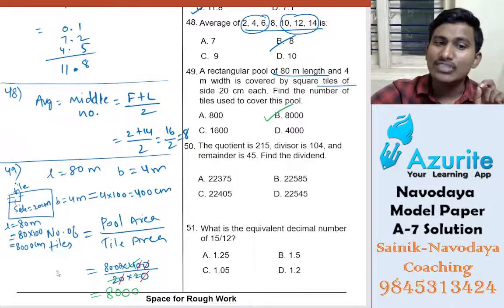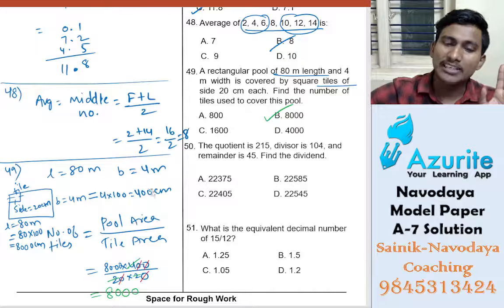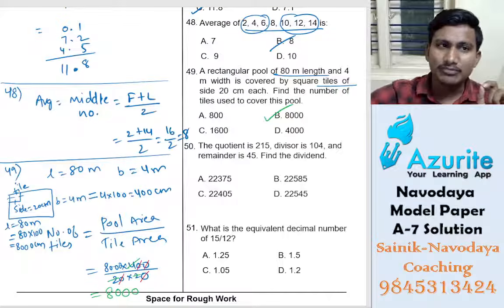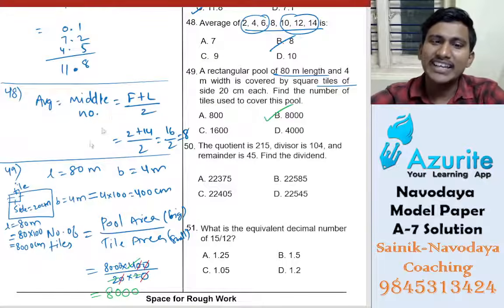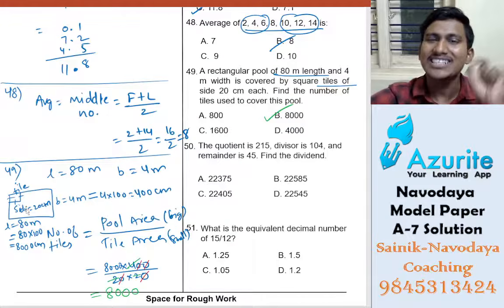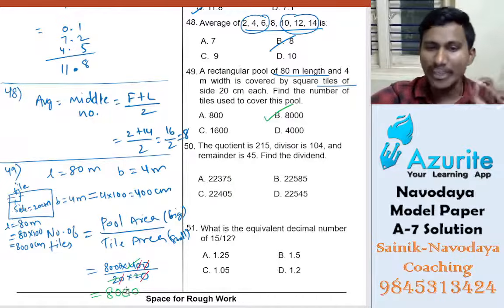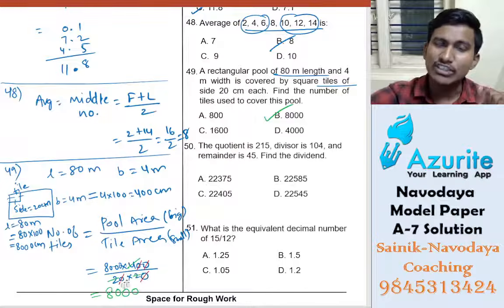So how do we find the number of tiles? We have to divide the pool area, whichever is the bigger one we take in the numerator, that is the pool, and whichever is the smaller, the tile, in the denominator. So pool area, length into breadth: length is 8000, breadth is 400, so 8000 into 400 divided by tile area. It is a square, so side into side, that is 20 into 20. Now cancellation: here 1 zero, here 1 zero, it is 2 zeros, from 400 2 zeros cancel. Now 2 2s are 4, so here 4 is there, that 4 cancels. So what is remaining? 8000. 8000 tiles will be required.